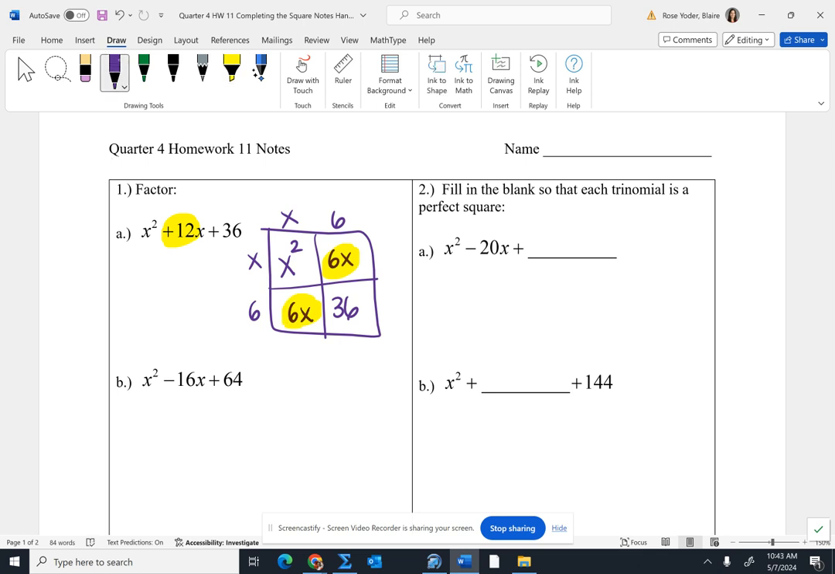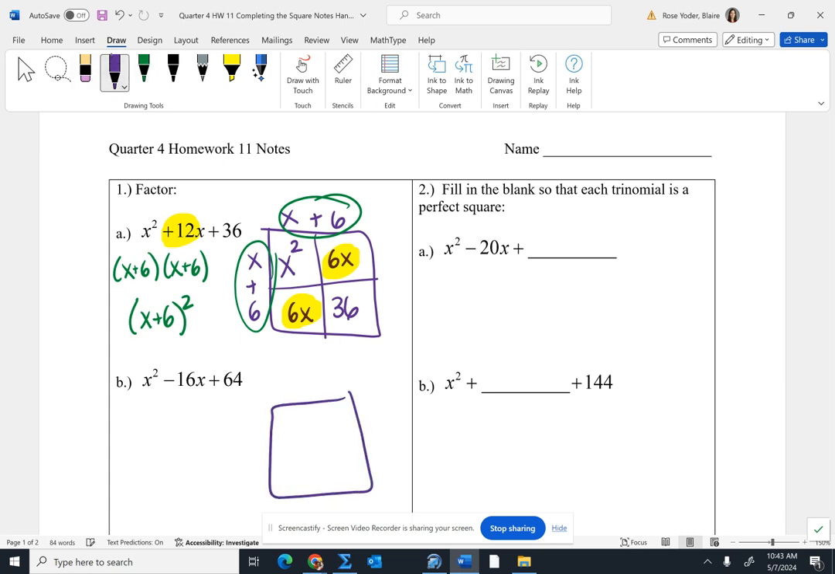And it does. So if I write these as factors, my two factors are x plus 6 and x plus 6, or x plus 6 squared, which is actually how we're going to write it later, and that's going to end up benefiting us. Let's see if the second one ends up being similar to that.